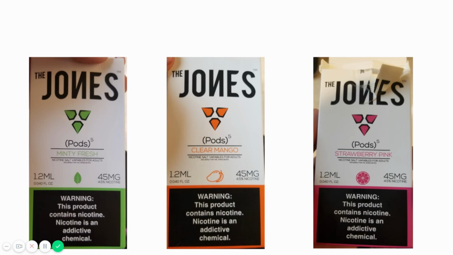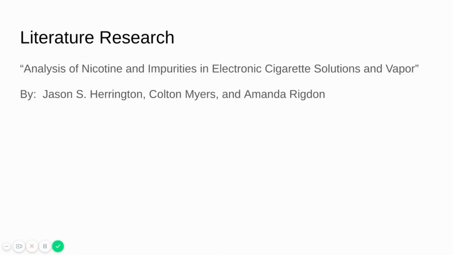In order to complete our objective, we did some literary research, and this was the article that we found: The Analysis of Nicotine and Impurities in Electronic Cigarette Solutions in Vapor. This was by James S. Harrington, Colton Myers, and Amanda Rigdon. The article looked at e-cigarettes while we looked at vape pods, and we also lacked pure nicotine to create a standard curve, and therefore we could not quantify the products. But besides these 2 main differences, the article was pretty spot on with what we wanted to do.